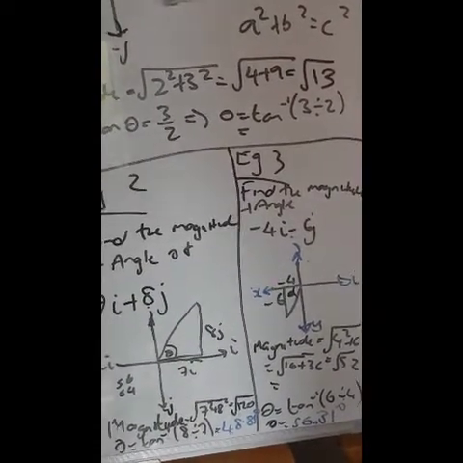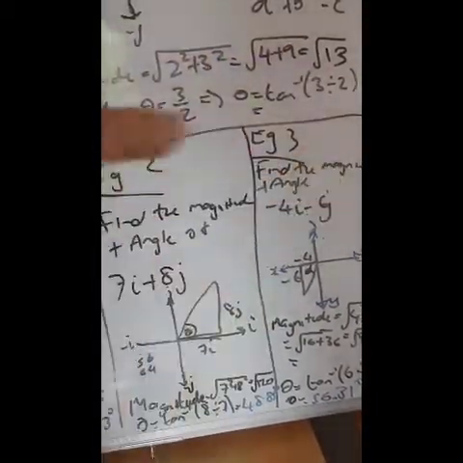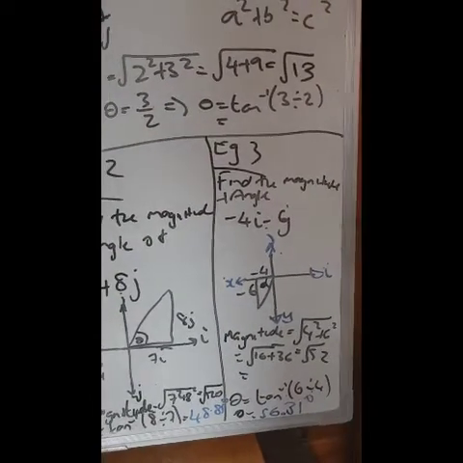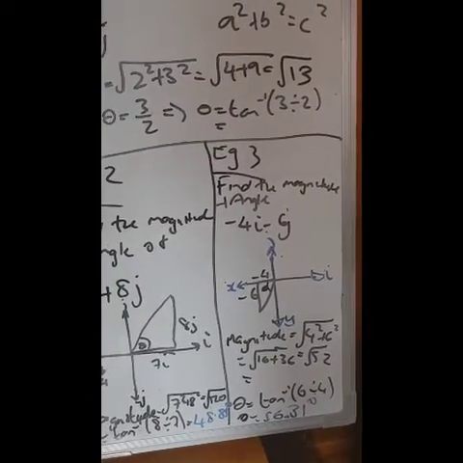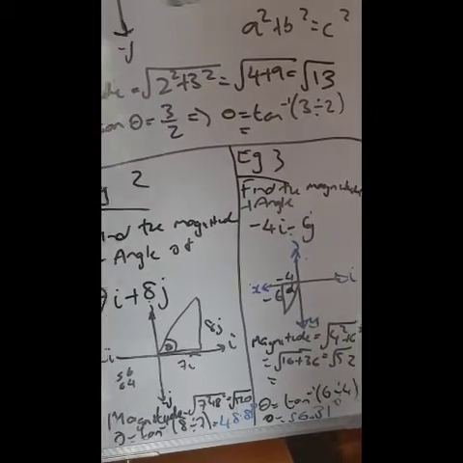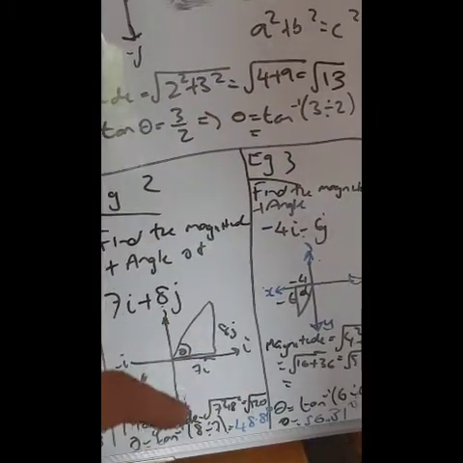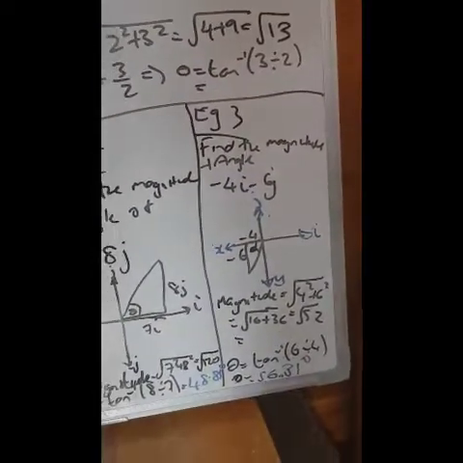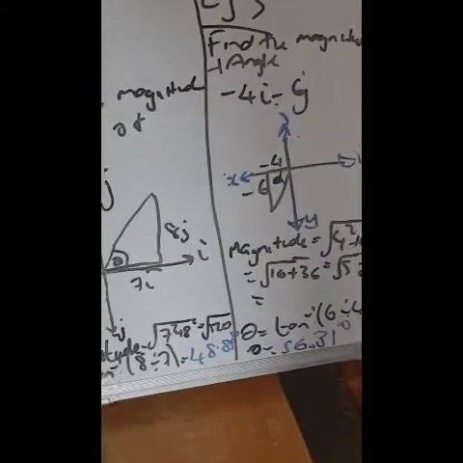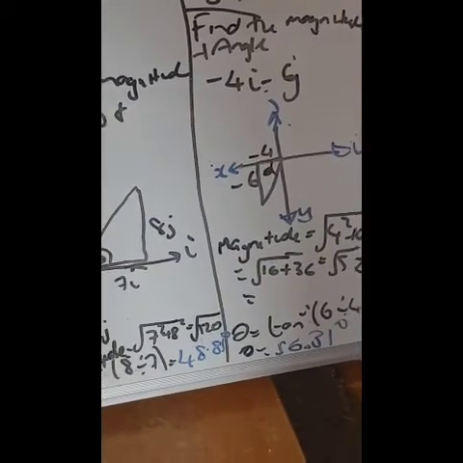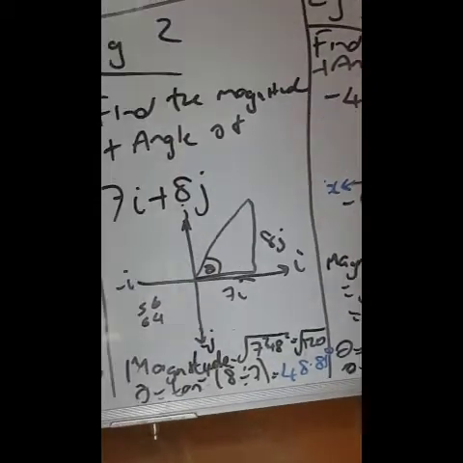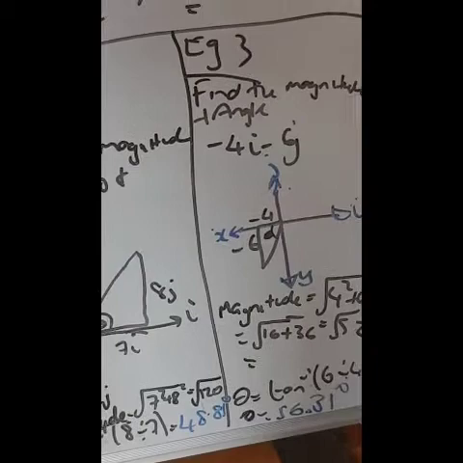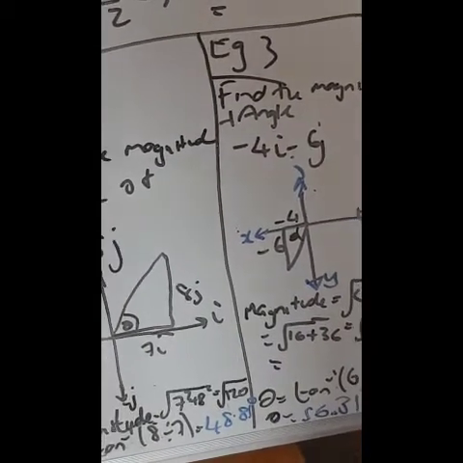I will put the numerical answer for each of these in my description below. Right guys, lastly, to work out the angle theta is just tan inverse of opposite divided by the adjacent. So tan inverse of minus 6 divided by minus 4, which is the same as saying 6 over 4, which gives me an answer of 56.31 degrees, to 2 decimal places. So that is how I'd work out the magnitude and the angle of a vector in this notation.